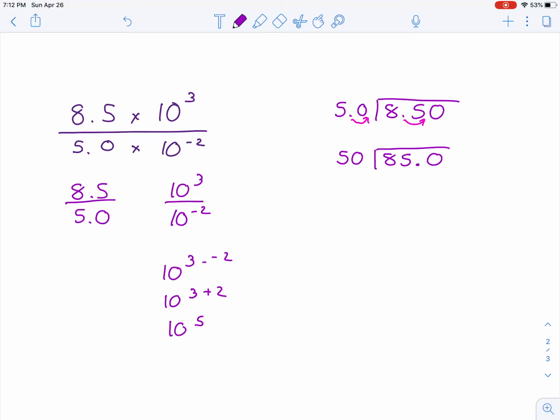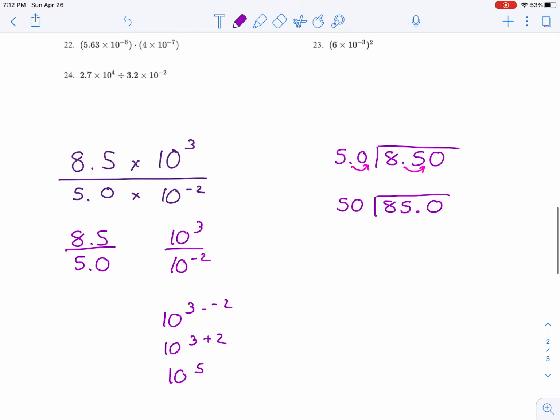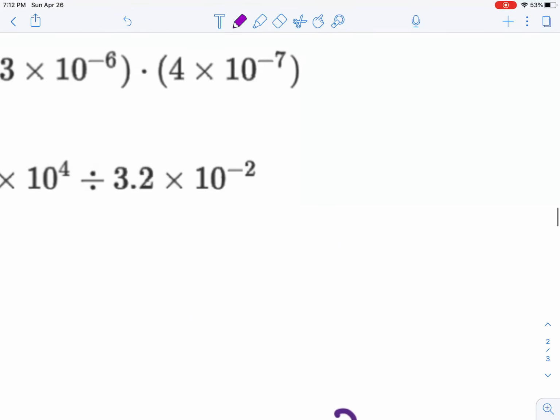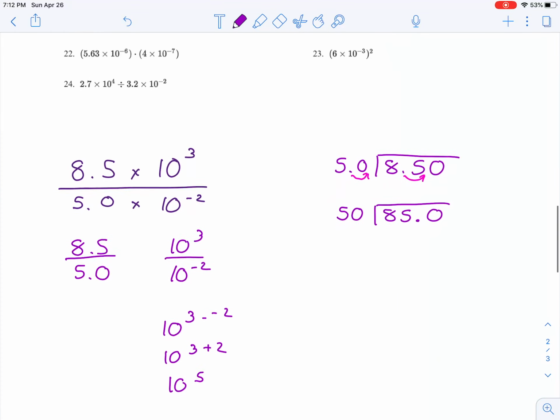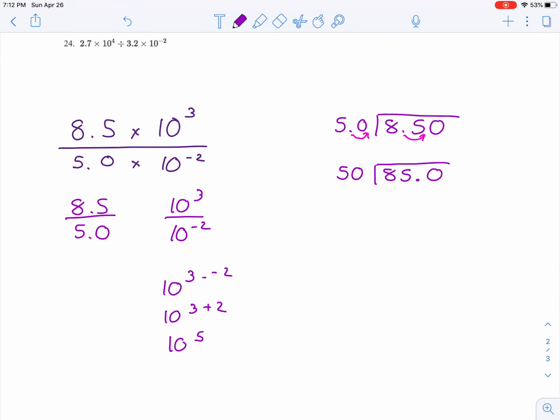I know, but often you're going to have to divide by an actual number after the decimal. Like, for example, here, we're dividing by 3.2. So that's why we talked about it. Okay, how many times does 50 go into 85? Clearly once. 1 times 50 is 50. Subtract.